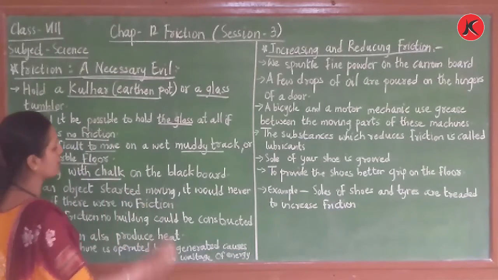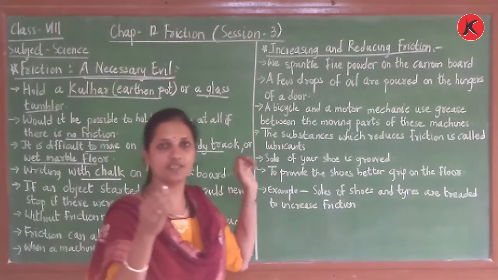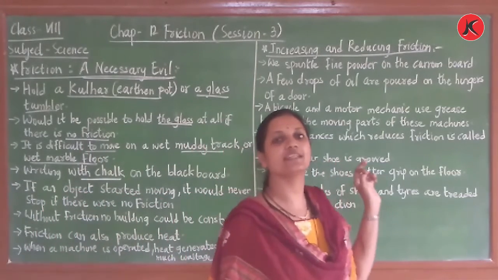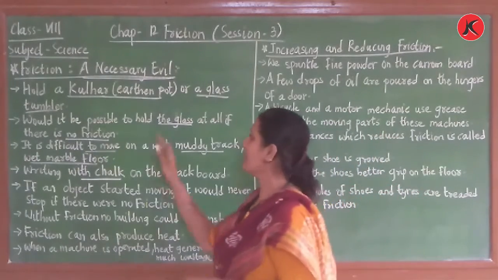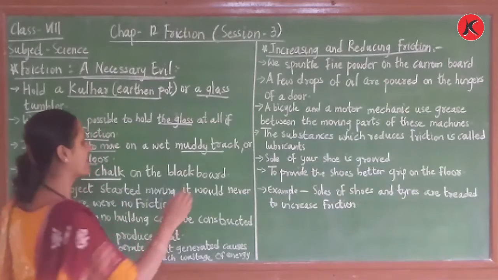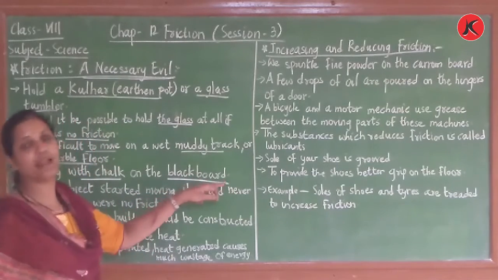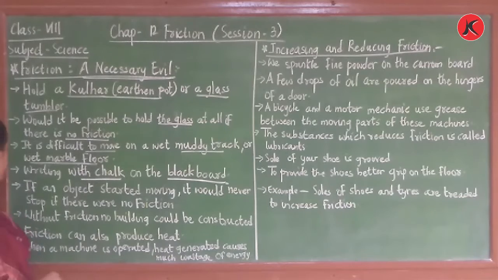Writing with chalk on the blackboard. Now if the blackboard is smooth and the chalk is also smooth, then we cannot write easily. But chalk is a rough material, right? And the blackboard is smooth. So because of friction, children, we are able to write on the blackboard easily. That is because of the force of friction.